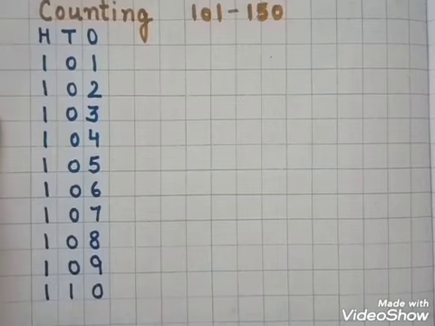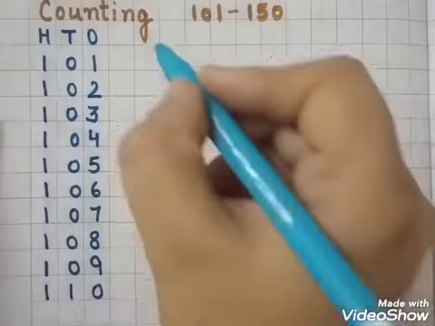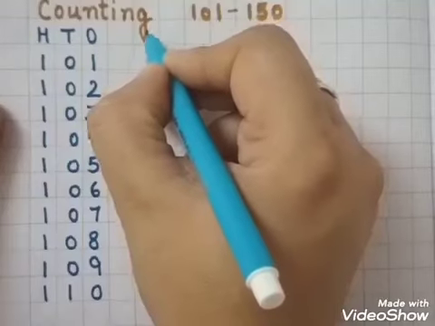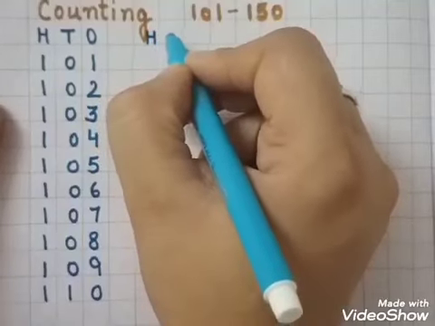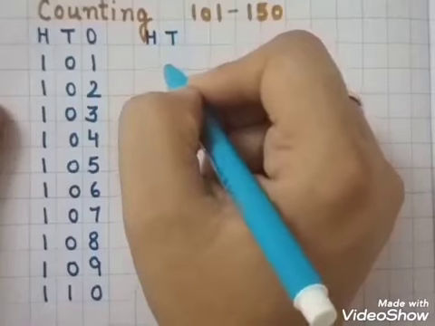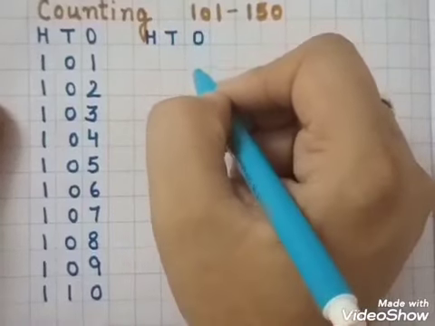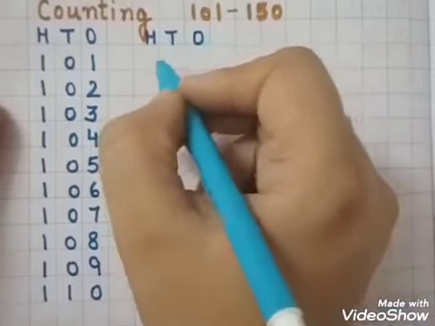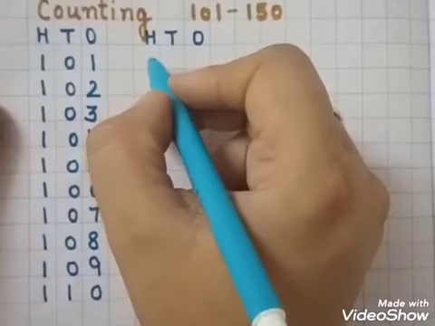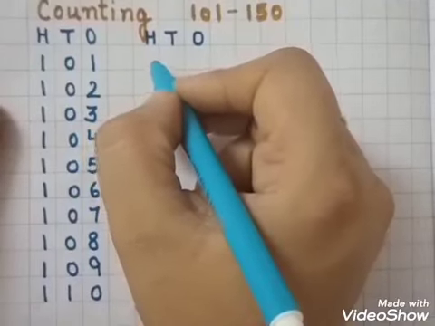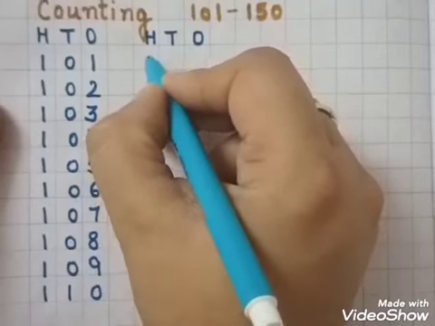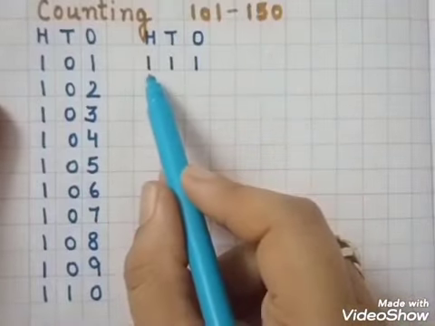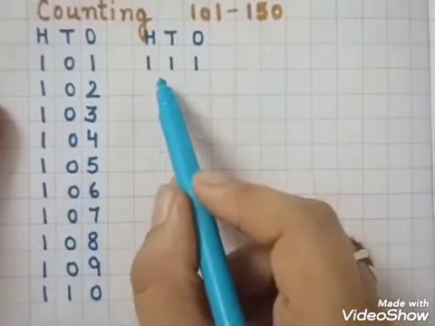It's 110. Now here again leave one box, एक बार छोड़ेंगे. Then write down here H, H for 100, T for tens, very good, O for ones, 100, tens, ones. Now here what comes after 110? 111. So write down here 1, 1, 1. You have to write 3 times 1. It's 111.